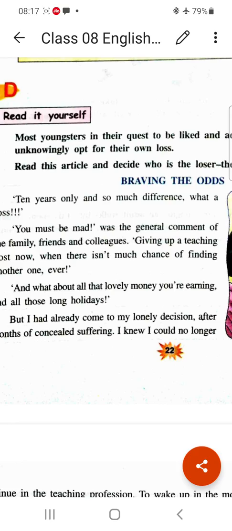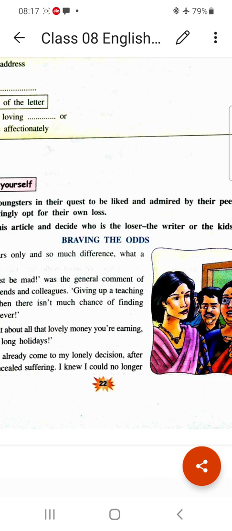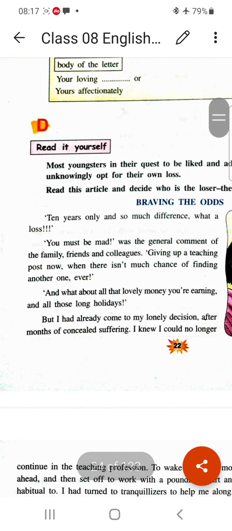Braving the odds. 10 years only and so much difference. What a loss. You must be mad, was the general comment of the family, friends, and colleagues. Giving up a teaching post now when there isn't much chance of finding another one ever. And what about all that lovely money you're earning and all those long holidays?